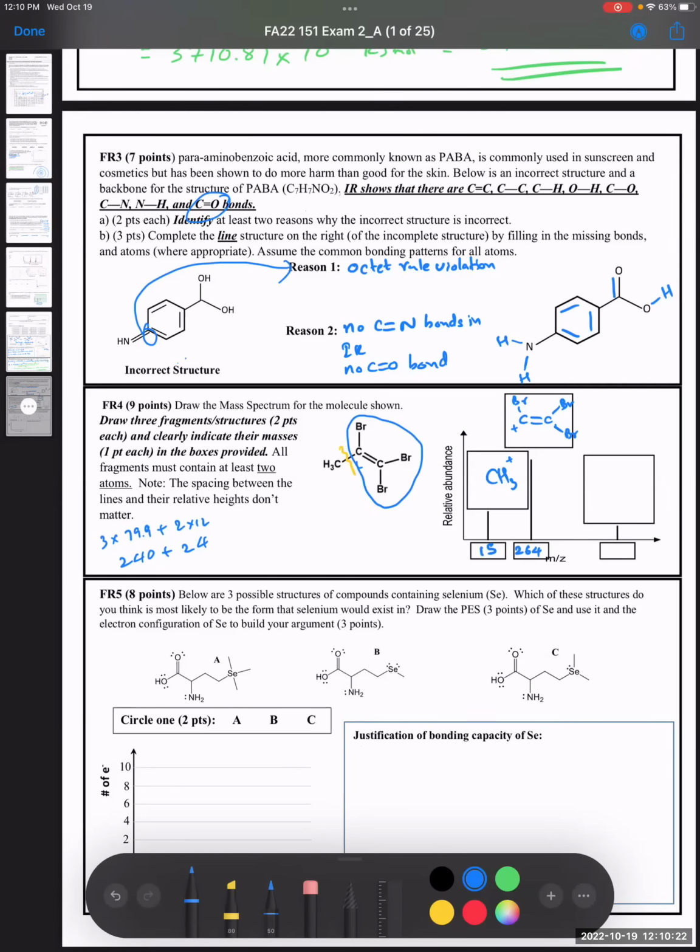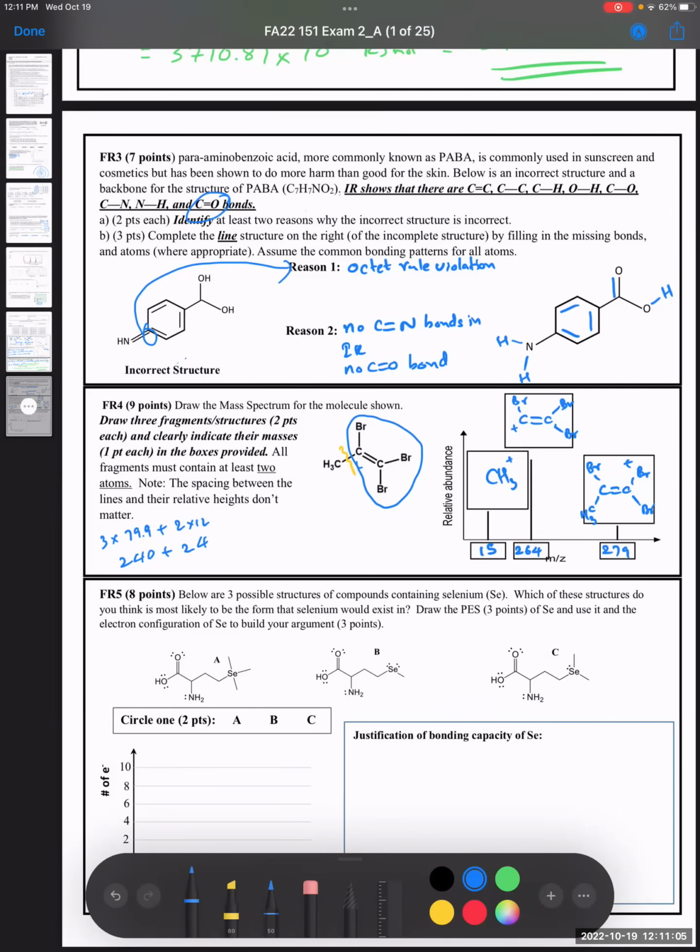That should be 263.7. We're going to see a peak for that, and then we're going to see another peak for the entire molecule. We call this the molecular ion. If we draw the entire molecule one more time, it's going to look like this, with the CH3 and a charge, and that should have a mass of 264 plus 15. That's going to be 279. That's our mass spectrum.